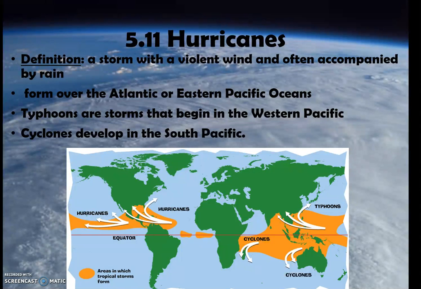So next we have hurricanes, 5.11. The definition of a hurricane is a storm with violent winds that is often accompanied by rain. They will form in warm waters, either over the Atlantic or the eastern Pacific Oceans. Typhoons are the same thing, just that begin in the western Pacific, and cyclones, the same thing, but begin in the South Pacific. So it's all the same tropical storm, just with a different name.